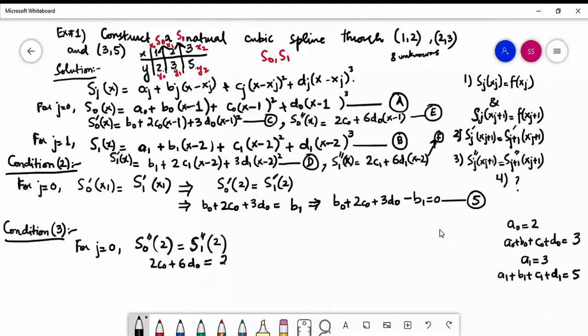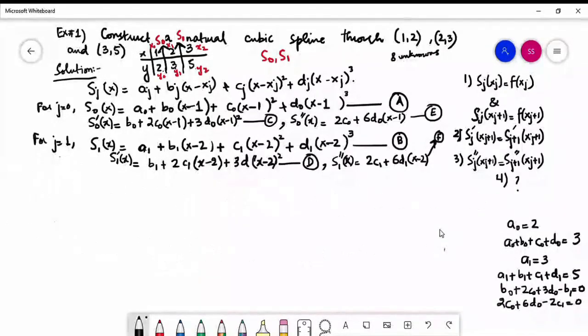So if I shift it over, that makes it 2c0 plus 6d0 minus 2c1 equals 0. That is equation number 6. I would write these equations 5 and 6 in this corner. Equation 5 is b0 plus 2c0 plus 3d0 minus b1 equals 0, and equation 6 is 2c0 plus 6d0 minus 2c1 equals 0. The fourth condition is unknown here, depending upon what is mentioned in the question.